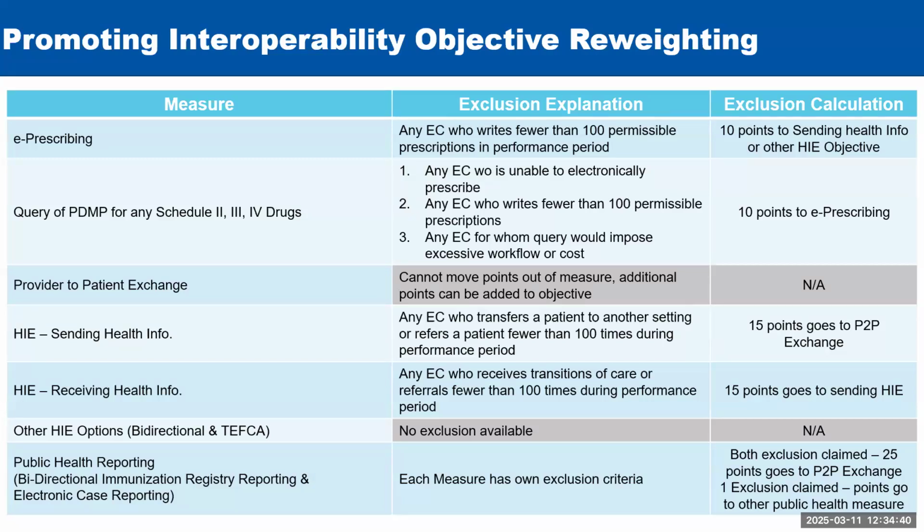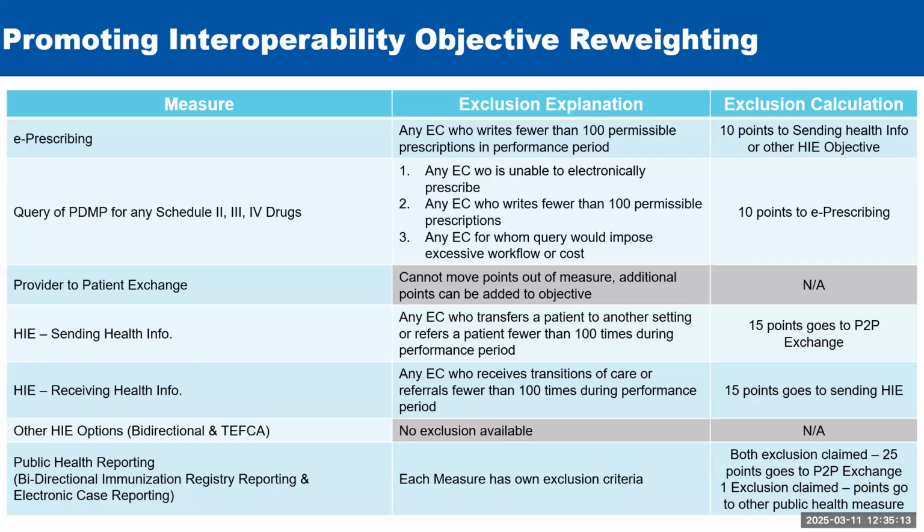All right. If you were a bit confused about scoring and wondering, well, I don't participate in that, where do my points go if I take an exclusion? We have that all broken down right here for you. If you take advantage of the exclusion for e-prescribing, those 10 points are going to reweight over to the HIE objective that you selected. If you meet the exclusion for PDMP, those 10 points are going to be added to your e-prescribing numerator and denominator performance and make that worth 20 points.